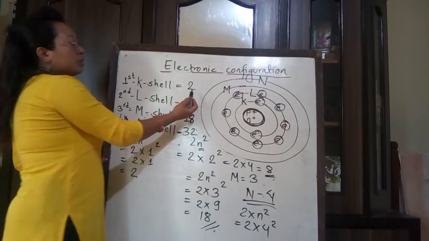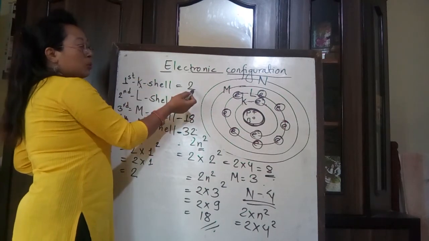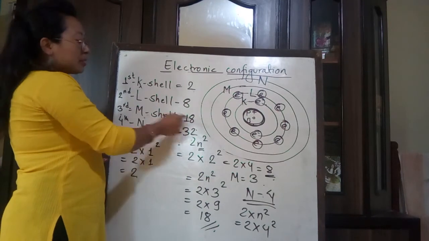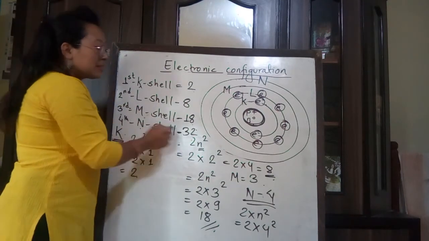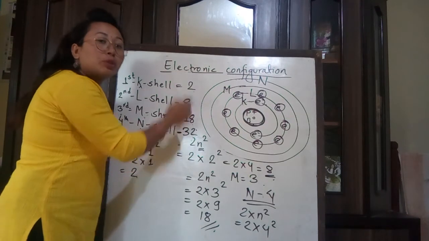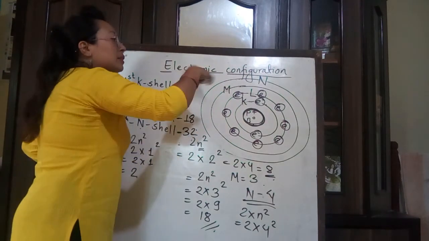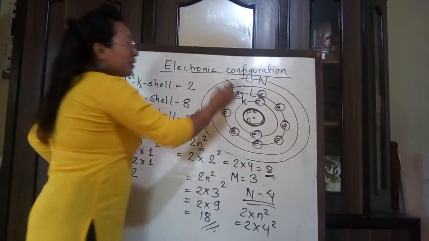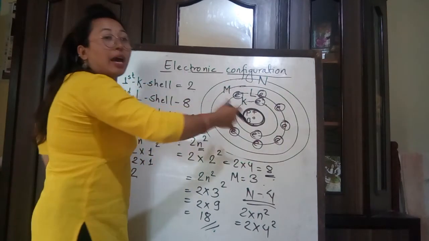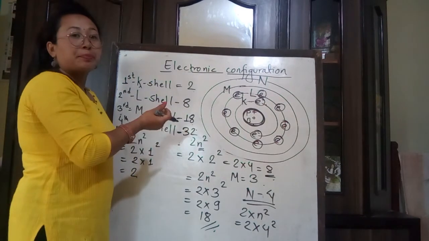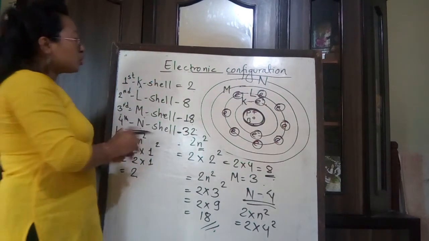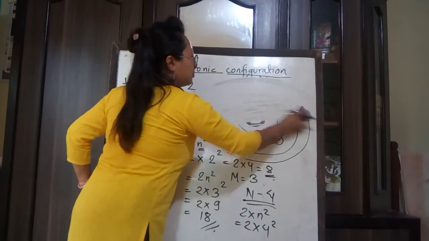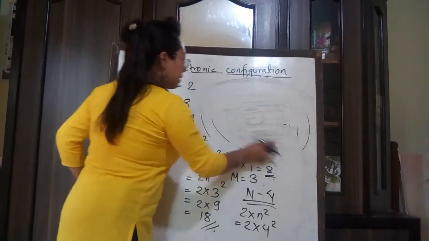So here we disclose that the K cell can hold 2 electrons, the L cell can hold 8, the M cell can hold 18, and the N cell can hold 32 electrons. So in this way we can now make the atomic structure of any atom. Now let's move on to how we can make the atomic structure.